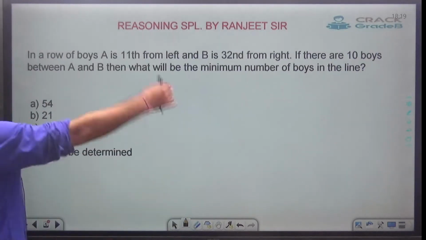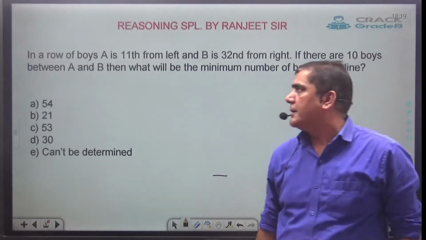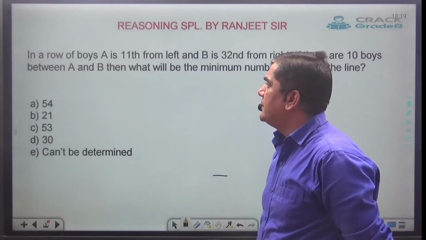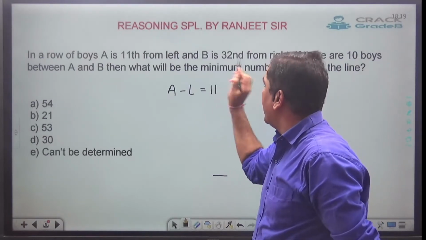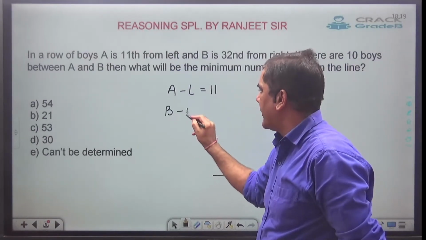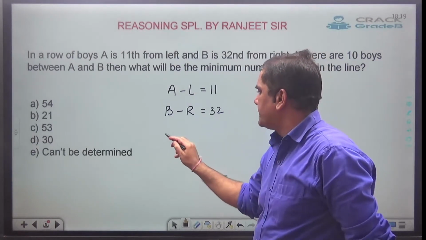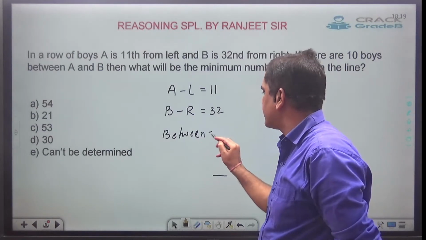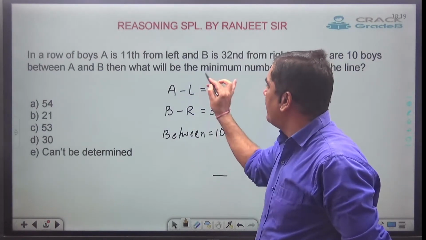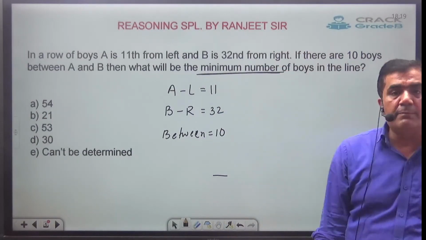Typical one. What's the answer for this one? Here they are saying in a row of boys, A is 11th from left, and B is 32nd from right. If there are 10 boys in between, then they are asking what will be the minimum number of students?